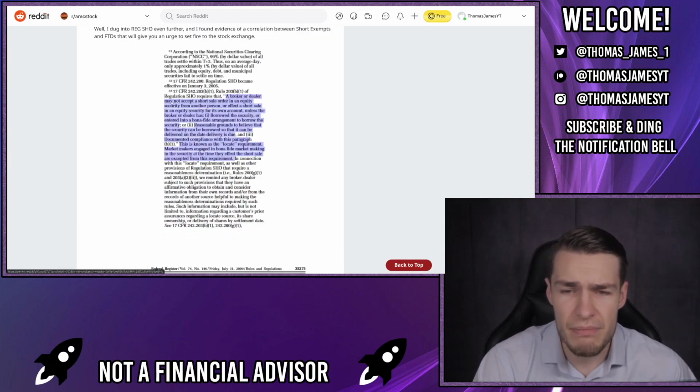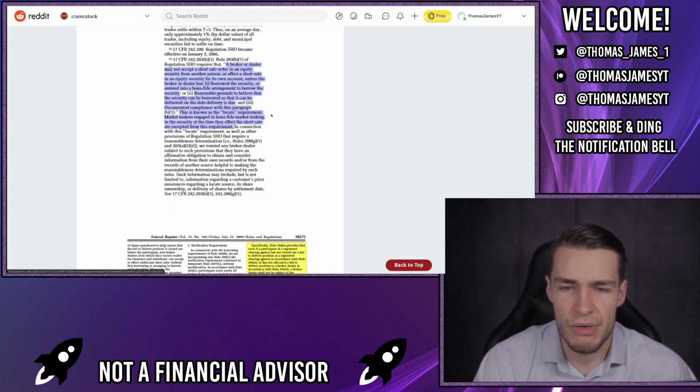A broker or dealer may not accept a short sale order in an equity security from another person, or affect the short sale in an equity security for its own account, unless the broker or dealer has A, borrowed the security or entered into a bona fide arrangement to borrow the security, or B, reasonable grounds to believe that the security can be borrowed so that it can be delivered on the date delivery is due. This is known as the locate requirement.